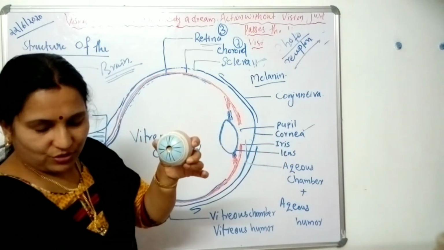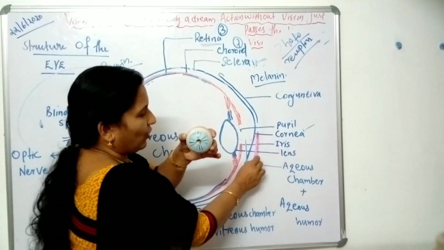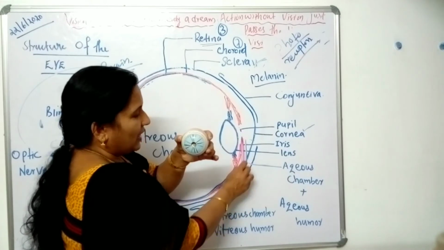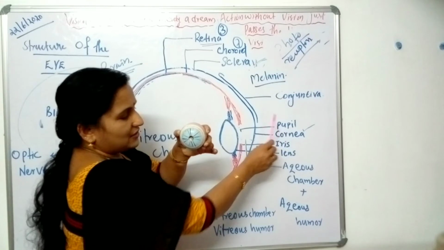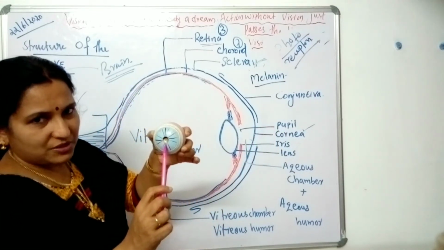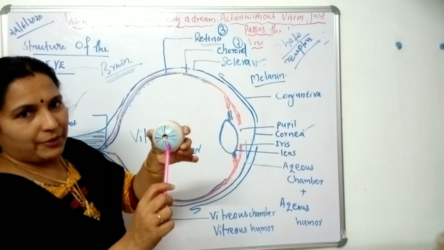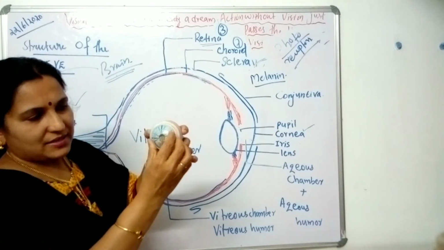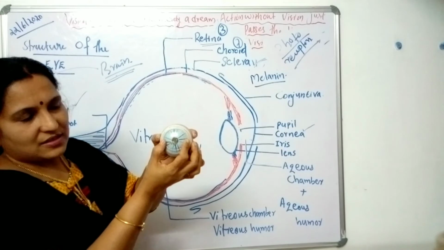Behind the cornea, we can see the iris. In the middle of the iris, there is an opening, an aperture, that is known as the pupil. Can you see this pupil, my dear children? This is known as the pupil. If we place the cornea in its place, we can see, actually, this is the correct method.